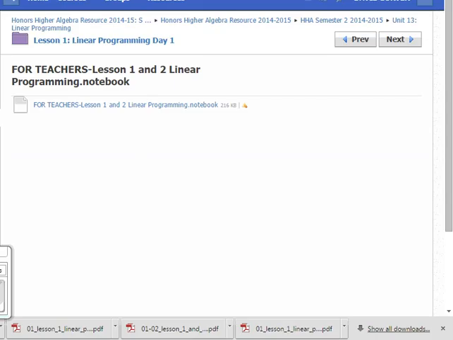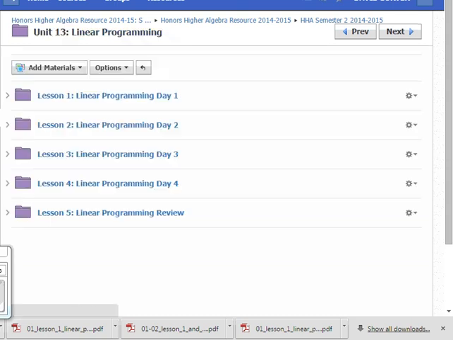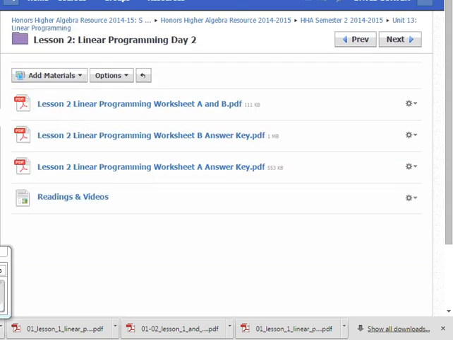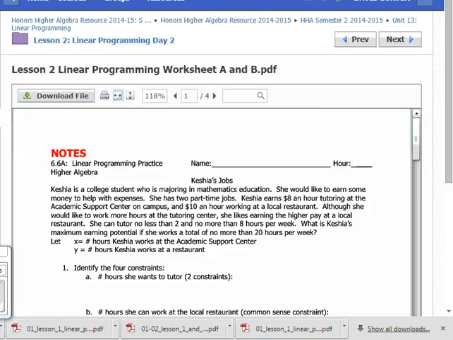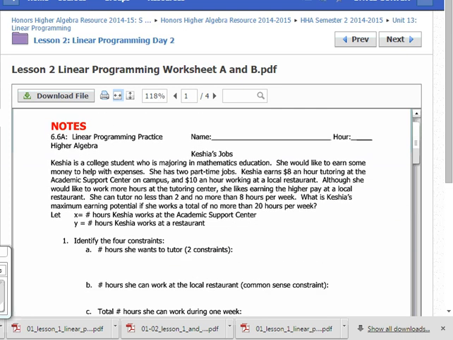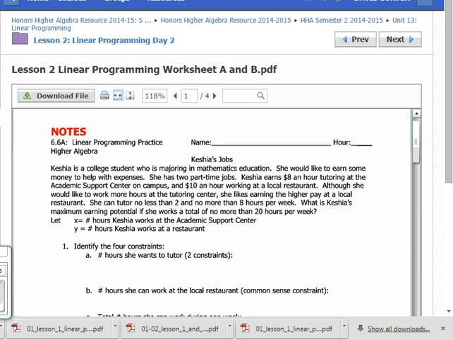So everybody find your homework for today, which is under day 2. So I'm going to go back here and find day 2. And it's worksheet A and B. I'm going to assign some of the problems today, and we may do some of them tomorrow as well. And this top one says notes, because basically we're going to do it together. I'm thinking of it as your first homework problem, and I'm just helping you do it. Okay? So everybody find this one, 6.6a, linear programming practice.